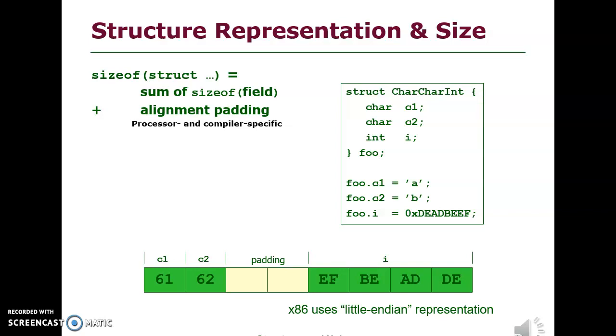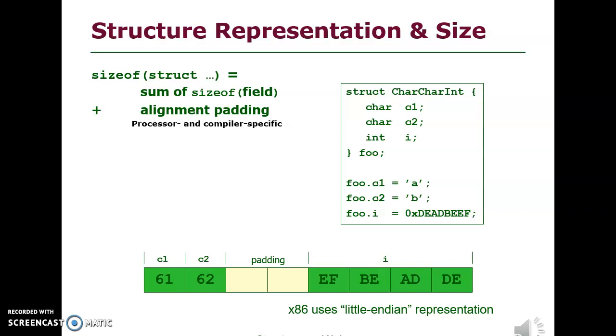So foo.c1 you are assigning A, foo.c2 you are assigning B, and the integer here they have not assigned anything, but if you want you can assign an integer value, and each will be occupying a separate memory location. You can see C1 is occupying, C2 is occupying, and integer I will be occupying 4 bytes because it is a 32-bit machine. If it is an 8-bit machine it will be occupying 2 bytes. And some other padding information will be there. This is how the information is stored in the structure, in separate memory locations.